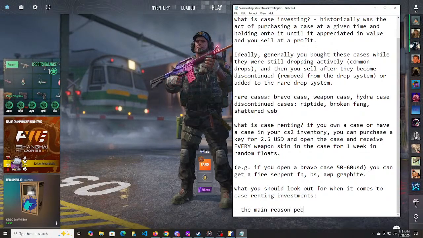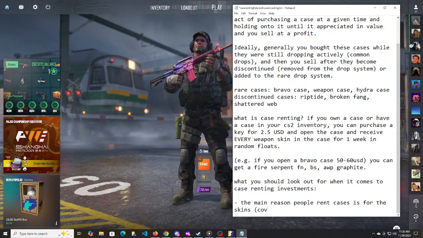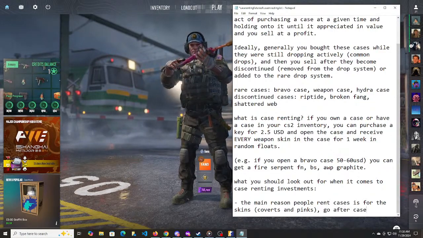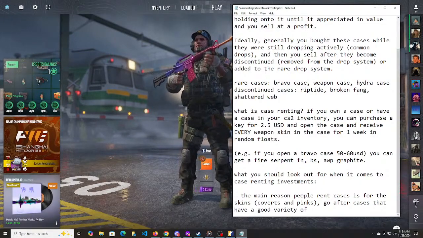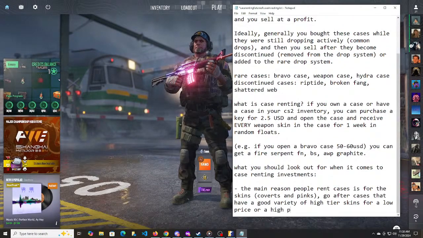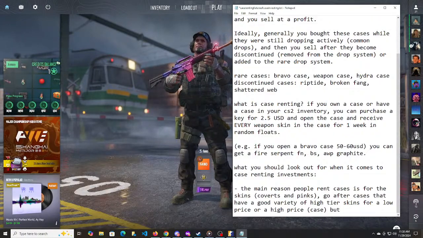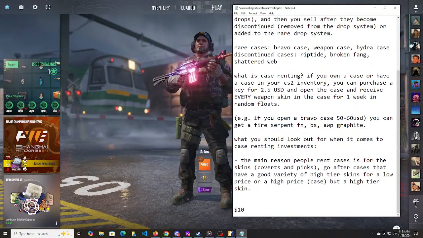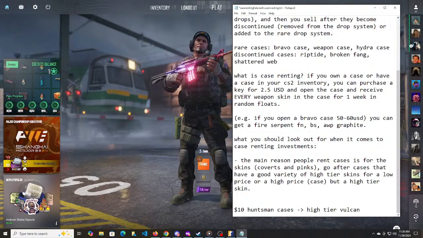the main reason people rent cases is for the skins. And when I say skins, I mean the coverts and pinks. So go after cases that have a good variety of high tier skins for a low case price, but a high tier skin. What do I mean by that? For example, you can go after $10 Huntsman cases, right? Because it has a high tier Vulcan, for example.